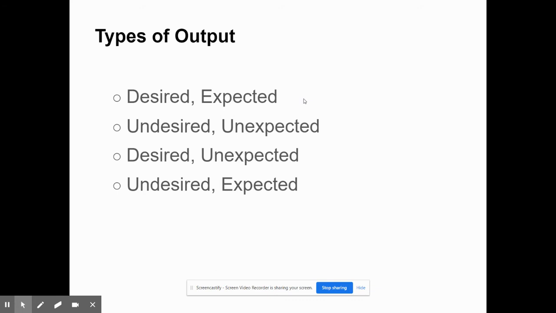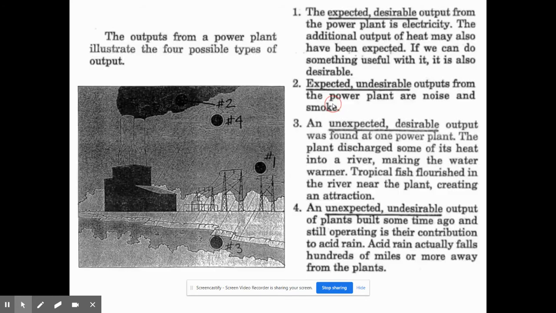Let me share an example with you. Okay, the outputs from a power plant illustrate four possible types of outputs. So number one is over here by the wires. That is expected and desirable. Okay, output from the power plant is electricity. The additional output of heat may also have been expected. If we can do something useful with it, it is also desirable. So it's expected to get heat and power. It's also desired.